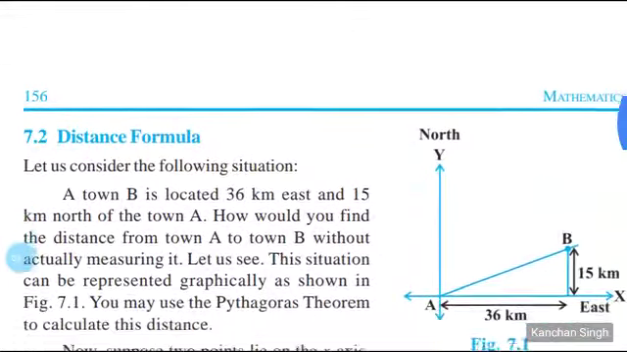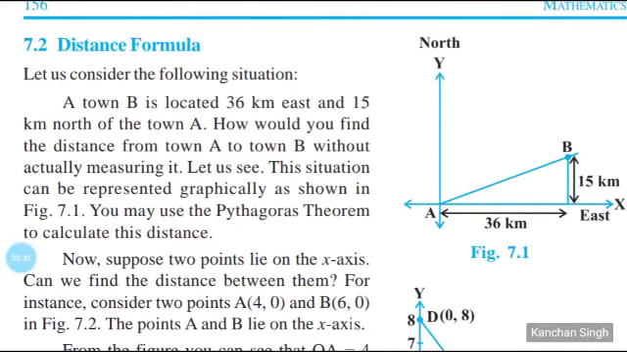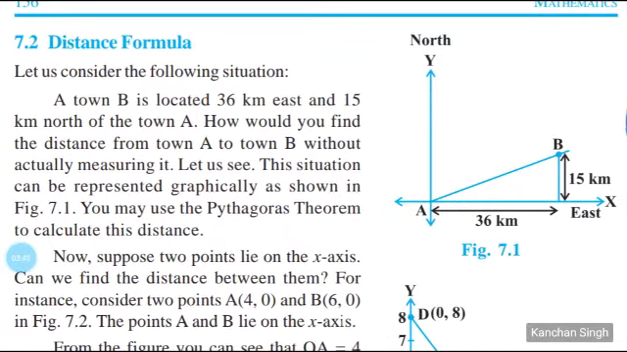Now see here, our first topic is the distance formula. As we have discussed just now, how will we find the distance between two points? To find the distance between two points there must be some formula. Let us see the example: suppose a town B is located 36 km east and 15 km north of town A. Then how will we find the distance between these two points A and B? The situation can be represented graphically as shown in the figure.